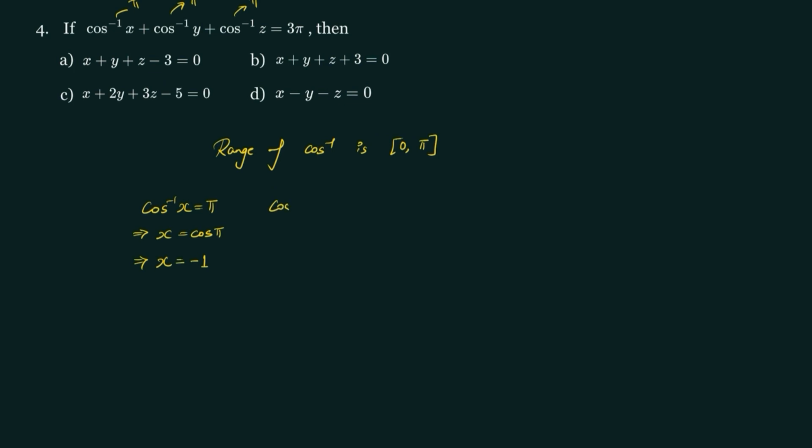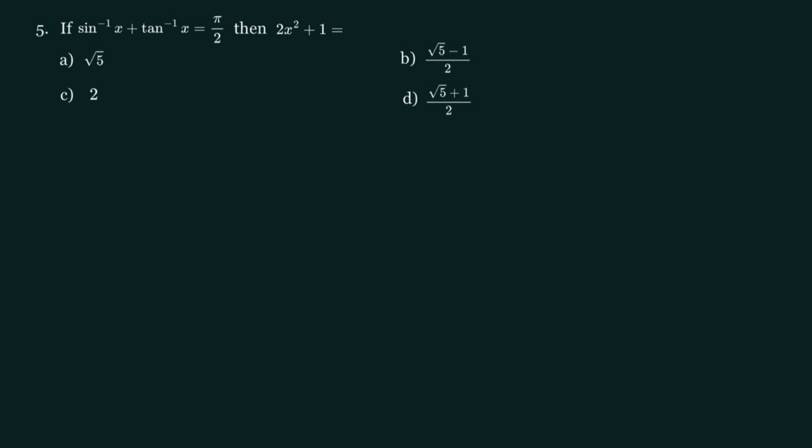Similarly, cos inverse of y equals pi. So from here also y equals cos pi, and y equals minus 1, and similarly the value of z will also be minus 1. And it is clear that option B is the correct answer, because here it's x plus y plus z. That means if you add x, y and z, you will get minus 3, which will be equal to 0. Okay.